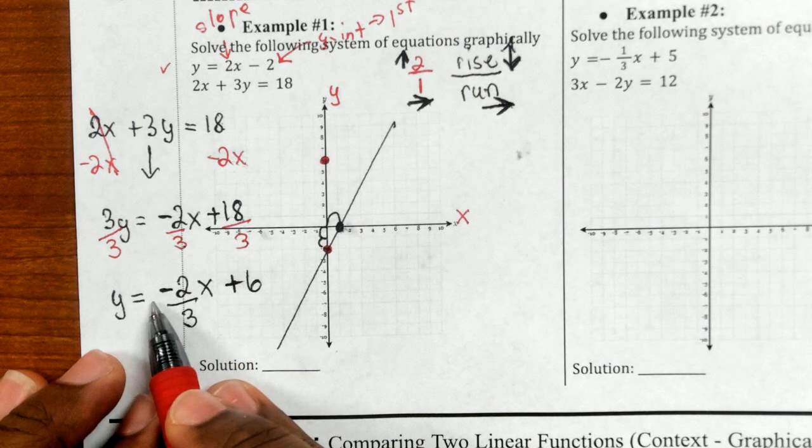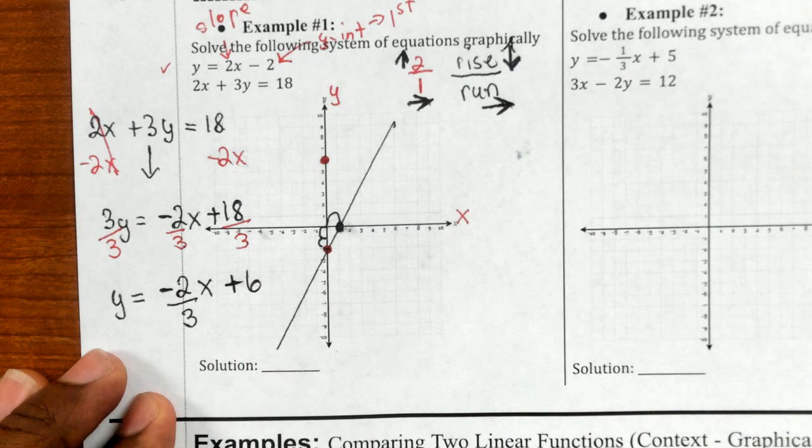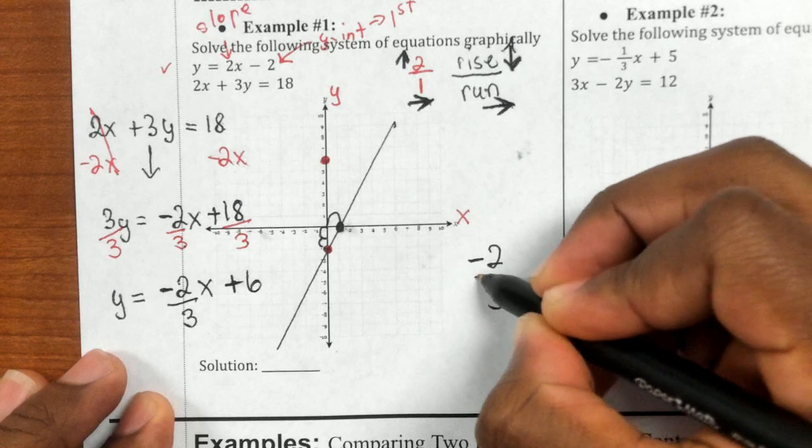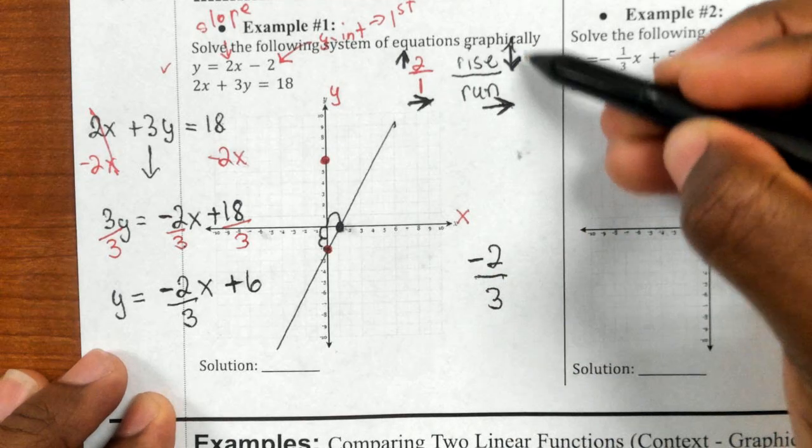Now I'm going to apply my slope. So the negative sign only applies to the numerator. So if I have a -2 over 3, the number at the top tells me up or down.